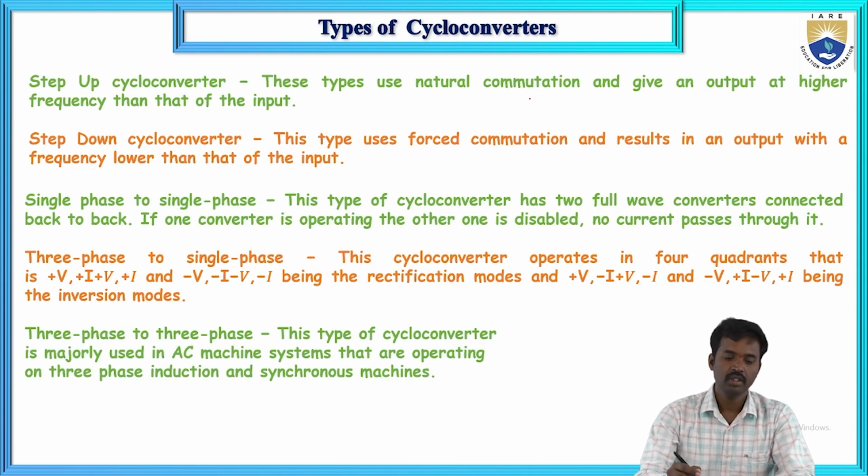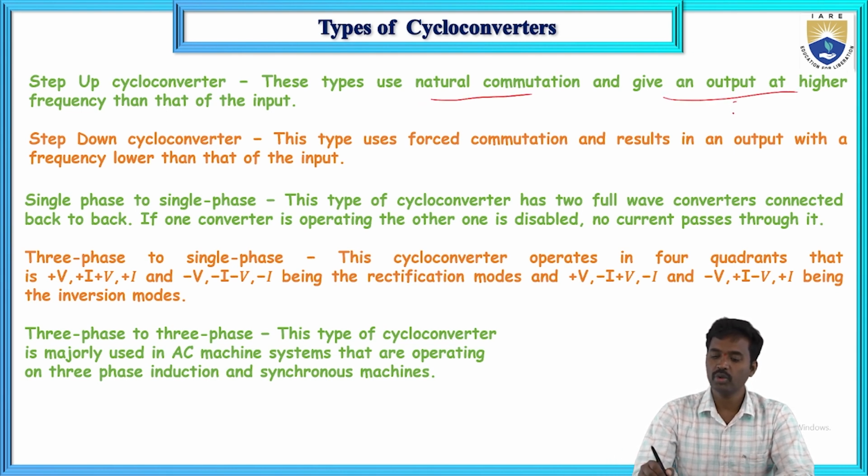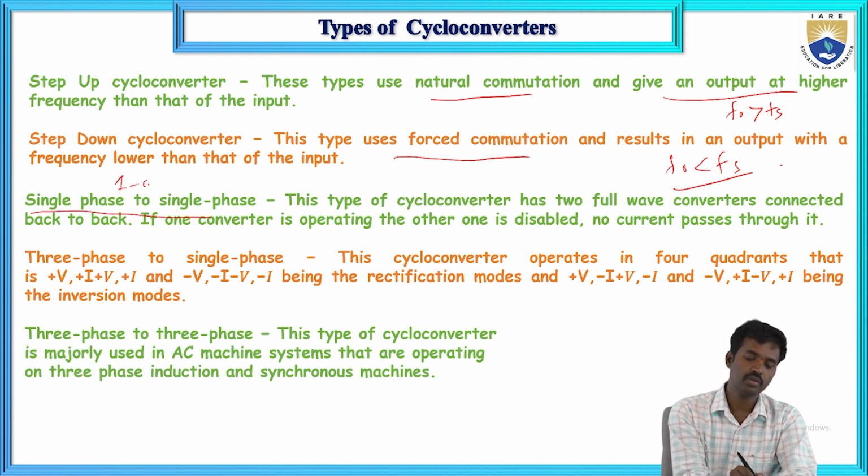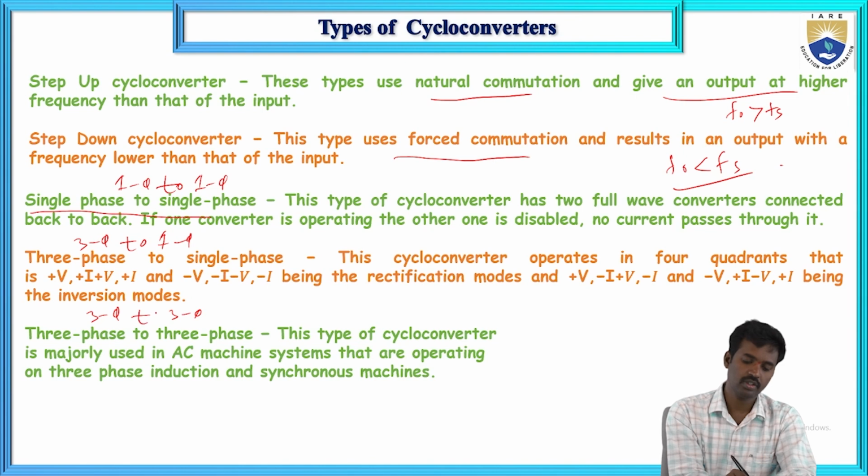In the step up cycloconverter, natural commutation is used, and the output frequency is greater than the input frequency. In the step down, forced commutation is used, and that will give f naught less than fs. And next, here is single phase to single phase, this is three phase to single phase, and this one is three phase to three phase.